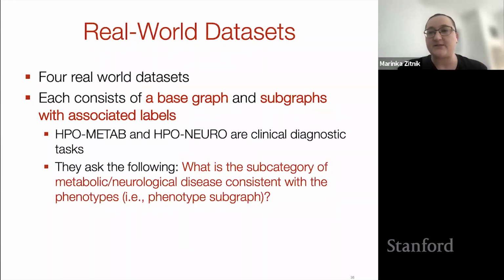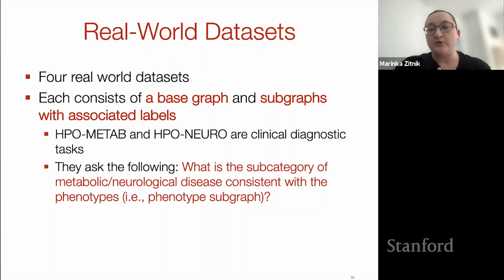So there were 4 real-world data sets that were designed for the problem of clinical diagnostic tasks. Each of the 4 data sets consists of a base graph and subgraphs with associated labels. The two data sets that I want to bring your attention to are called HPO Metab and HPO Neuro. These are data sets where the base graph is the graph from the human phenotype ontology. This is a graph where nodes are human phenotypes, and edges are hierarchical relationships between phenotypes and symptoms that we see in human populations. And then subgraphs are defined by subgraphs of metabolic diseases and metabolic disorders that affect humans.